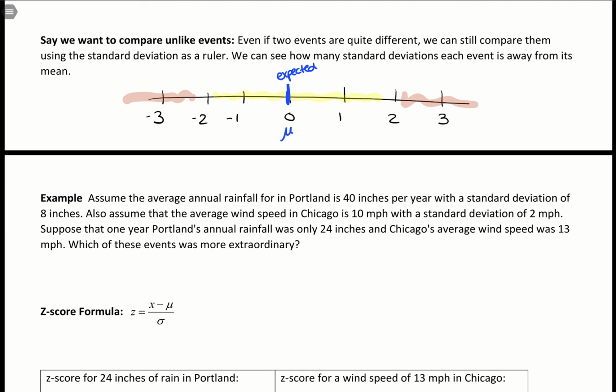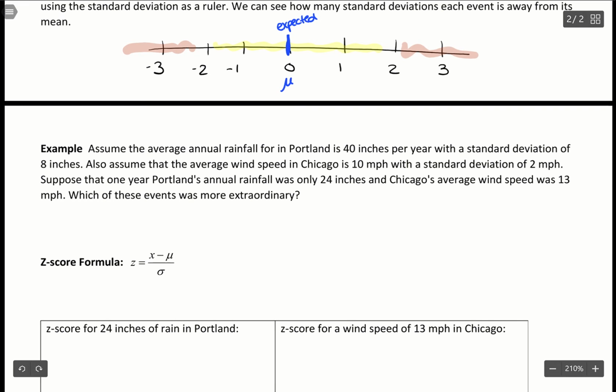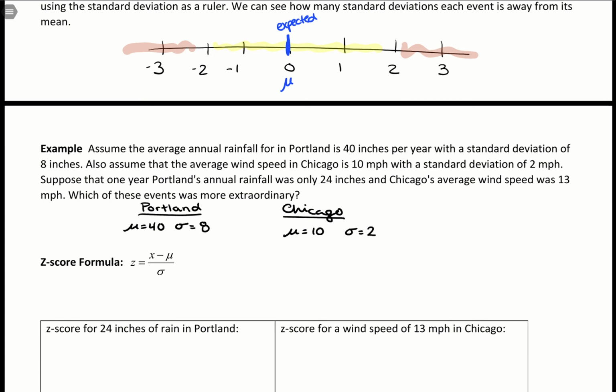So what we're going to do is compare rainfall in Portland to wind speed in Chicago. So we're going to have these 2 different distributions where Portland is operating with a mean of 40 and a standard deviation of 8. And then for Chicago wind speed, they say there's a mean of 10 and a standard deviation of 2. So what this tells us, just from general knowledge, we know that rain operates differently than wind speed. Different measurements, rainfall in inches per year and wind speeds in miles per hour.